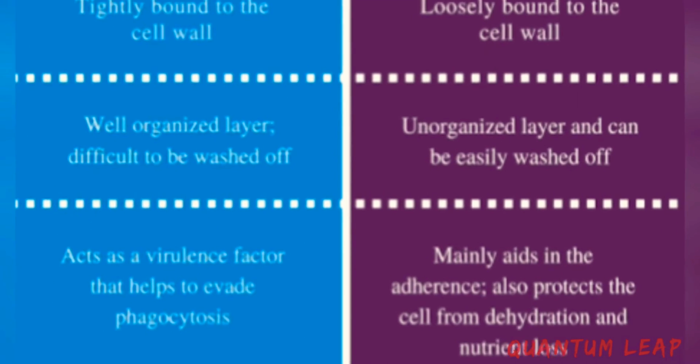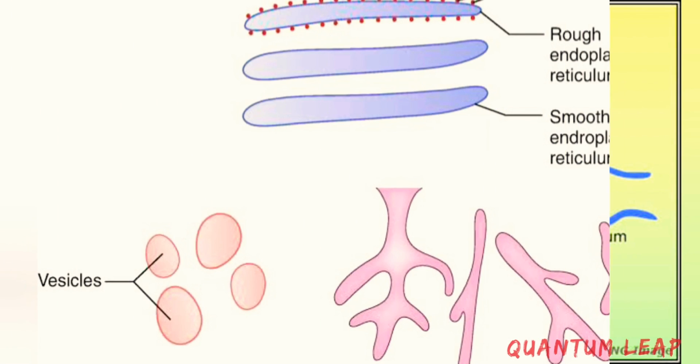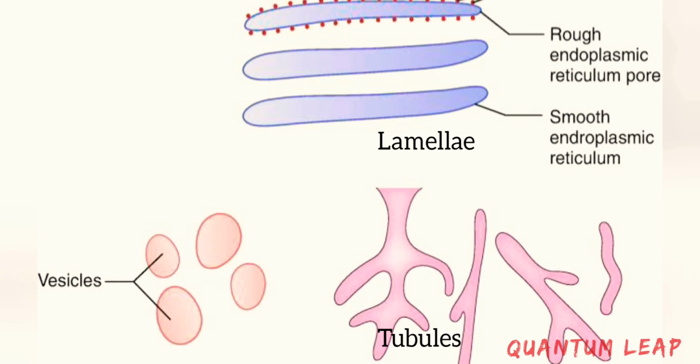So next we'll talk about a special membrane structure of the prokaryotes, the mesosome. The mesosome is essentially enfoldings of cell membrane, as I have told you before, which is formed by the extensions of plasma membrane into the cell. These extensions are in the form of vesicles, tubules and lamellae, as you can see here.